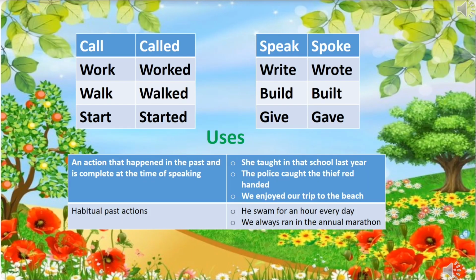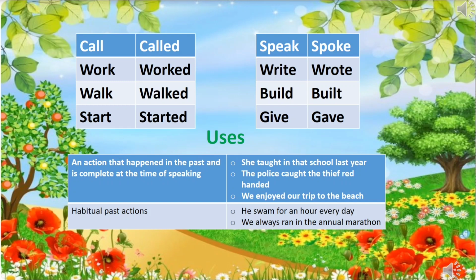In the case of verbs, in most cases, we can make the second form of the verb by simply adding ed to the base form of the verb, just like call, called, work, worked, walk, walked, start, started, and so on. They are called regular verbs. But in some cases, we might have noticed the second form of the verb is totally different from the base form, like speak, spoke, write, wrote, build, built, give, gave, and so on. Such verbs, they are called irregular verbs. Now let us see the occasions where we can use past tense or simple past tense.